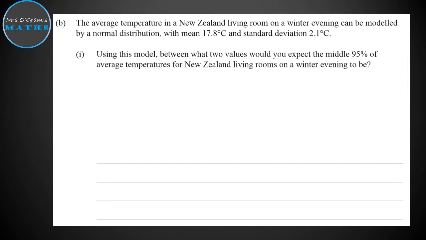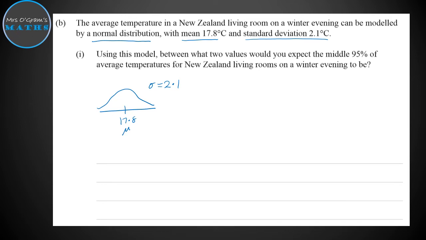Part B is talking about the average temperatures in New Zealand being modelled by a normal distribution with a mean of 17.8 and standard deviation 2.1. So before you attempt any normal distribution question, you should draw a picture of it. So we've got the mean 17.8, remember that's mu, and sigma for the standard deviation is 2.1.